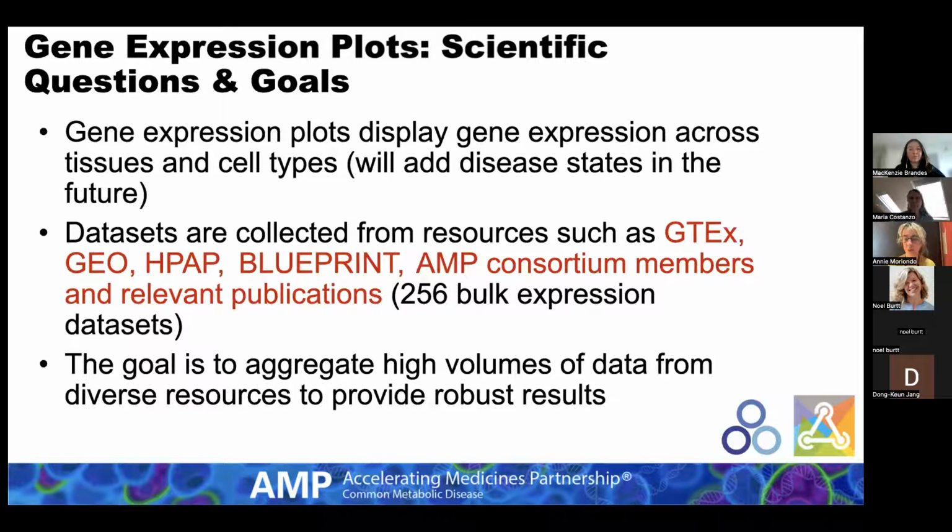So what we're doing is displaying, as the name suggests, gene expression across different tissues and cell types, and hopefully in the future we can add phenotype or disease state. But at present, you search a gene, and that displays graphically for you the tissue and cell type variation in gene expression. We've got many different sources: GTEx, GEO, HPAP, Blueprint, AMP Consortium, and also data obtained from publications.